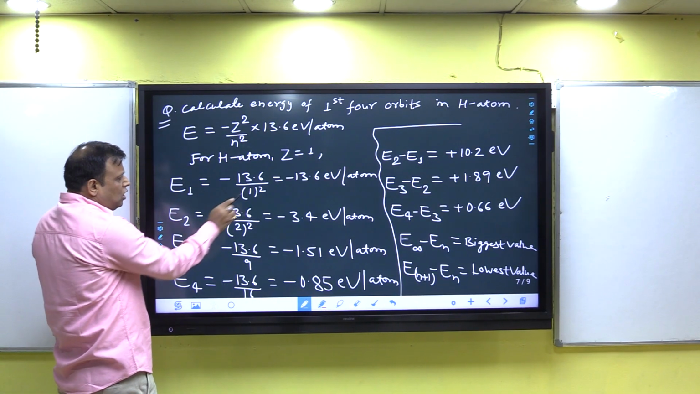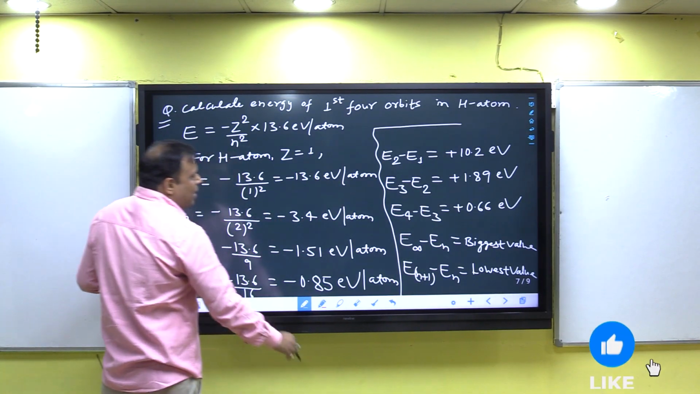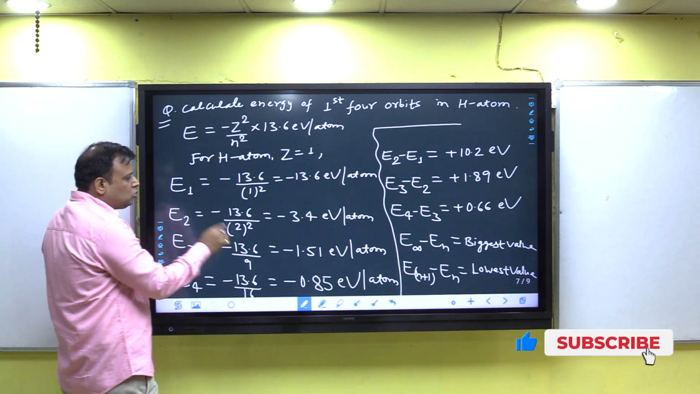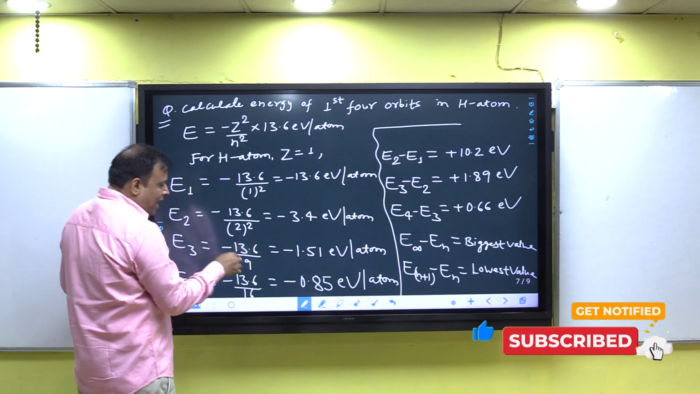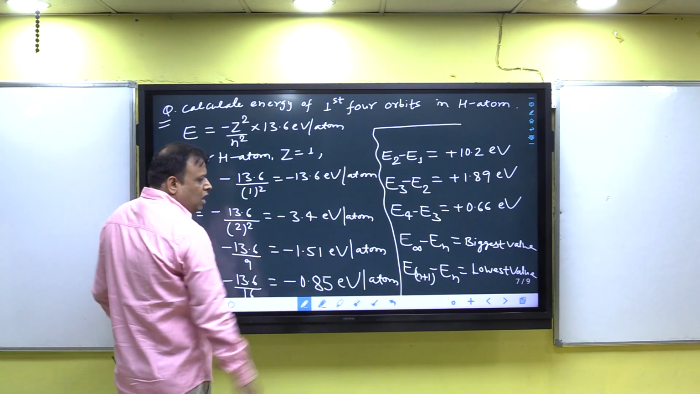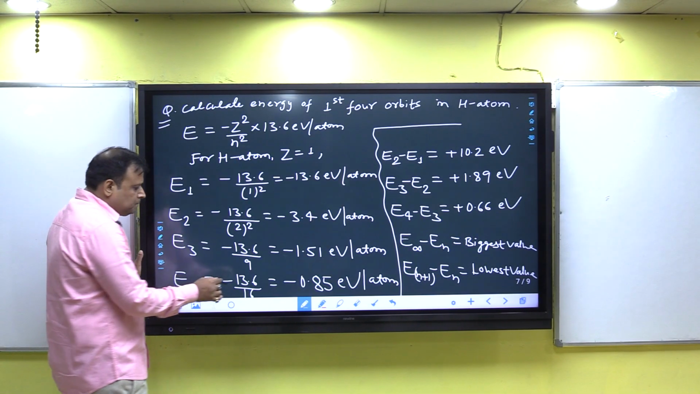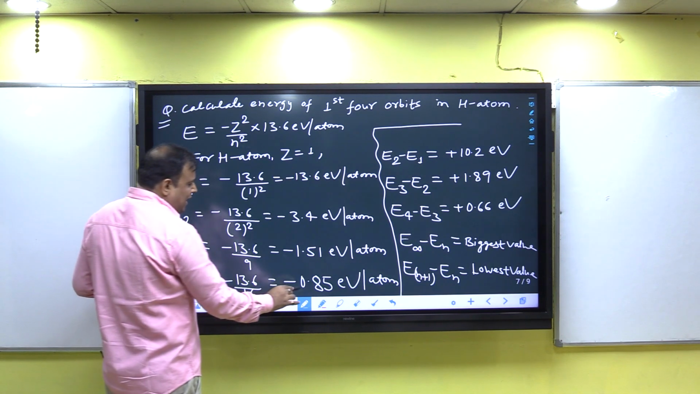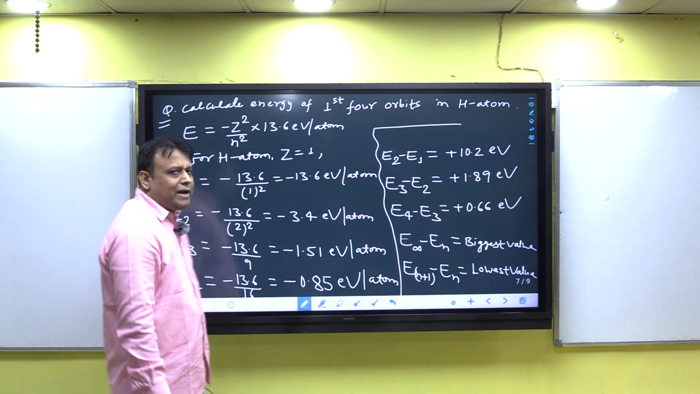For the first orbit, N is 1, and hence after calculation, it will be minus 13.6. For the second orbit, N is equal to 2, it will be minus 3.4. For E3, N square, that means 3 square, that means 9, and it will be minus 1.51 electron volt per atom. E4 is equal to minus 13.6 by N square, 4 square, 16, and after calculation, it will be minus 0.85 electron volt per atom.